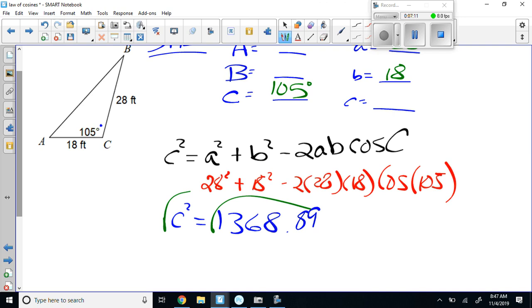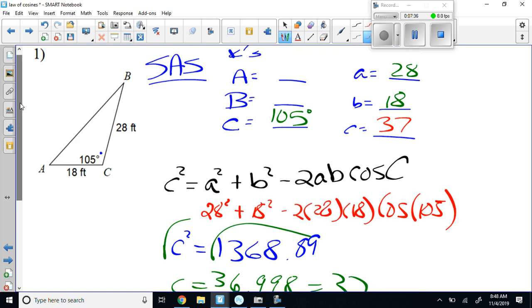Ladies and gentlemen, what is C? 37 even? Yeah, it comes out as 36.998. Y'all good with that? Okay, so I'm going to put that there. Does that make sense? 105, boom, boom, boom.